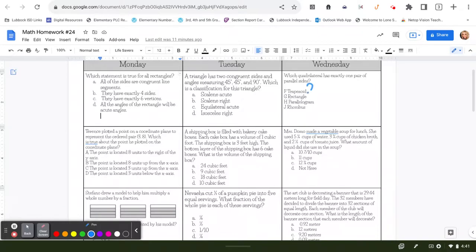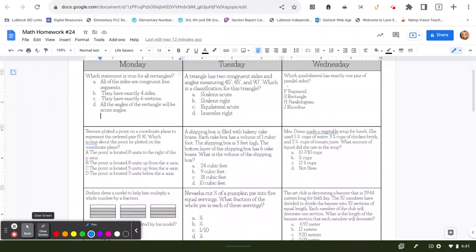Rectangle, 4 sides, 4 vertices, 2 pair of parallel lines, can't be that one. Okay, parallelogram, 4 sides, 4 vertices, 2 pair of parallel lines, cannot be that one. And last, rhombus, 4 sides, 4 vertices, 2 pair of parallel lines. Cannot be that one, has to be trapezoid.